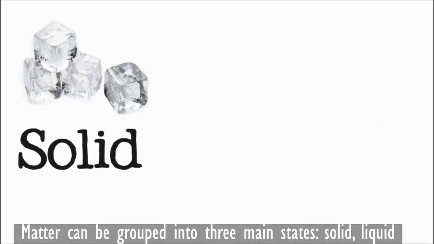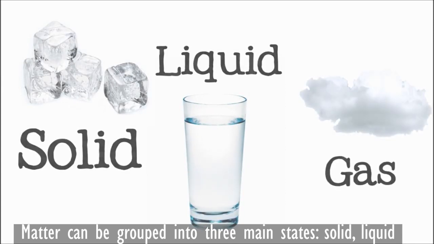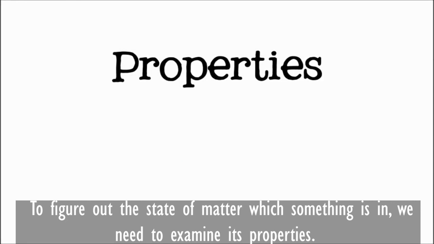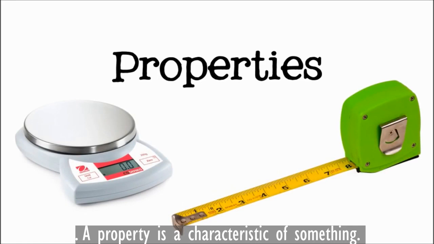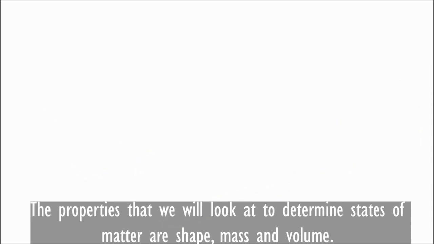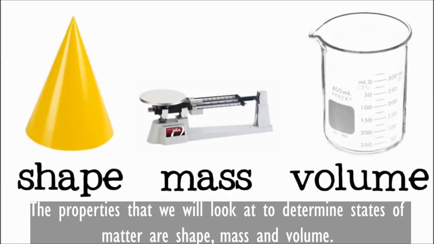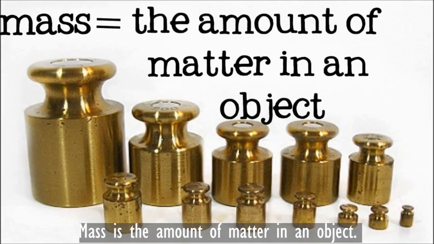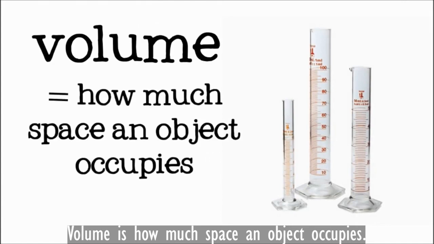Matter can be grouped into three main states: solid, liquid, or gas. To figure out the state of matter which something is in, we need to examine its properties. A property is a characteristic of something. The properties that we look at to determine states of matter are shape, mass, and volume. Mass is the amount of matter in an object. Volume is how much space an object occupies.